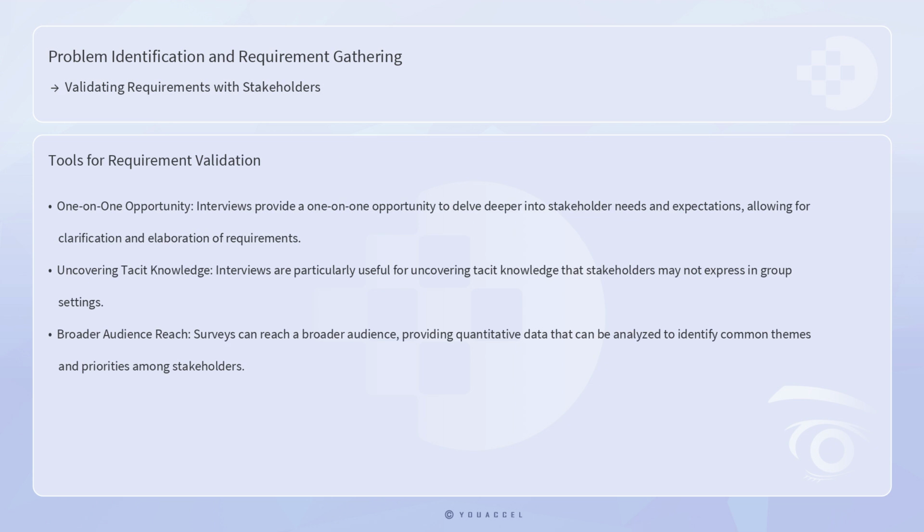Interviews and surveys are also effective tools for requirement validation. Interviews provide a one-on-one opportunity to delve deeper into stakeholder needs and expectations, allowing for clarification and elaboration of requirements. They are particularly useful for uncovering tacit knowledge that stakeholders may not express in group settings. Surveys, on the other hand, can reach a broader audience, providing quantitative data that can be analyzed to identify common themes and priorities among stakeholders.